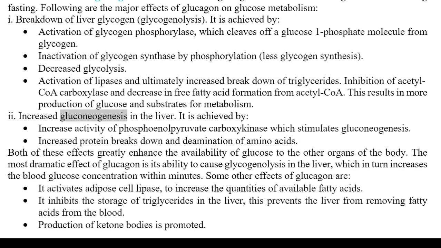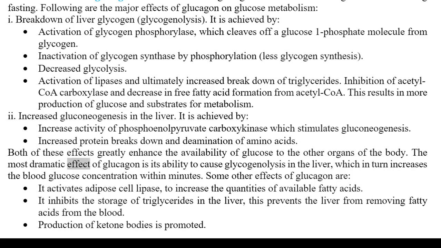2. Increased gluconeogenesis in the liver. It is achieved by increased activity of phosphoenolpyruvate carboxykinase, which stimulates gluconeogenesis. Increased protein breakdown and deamination of amino acids. Both of these effects greatly enhance the availability of glucose to the other organs of the body.